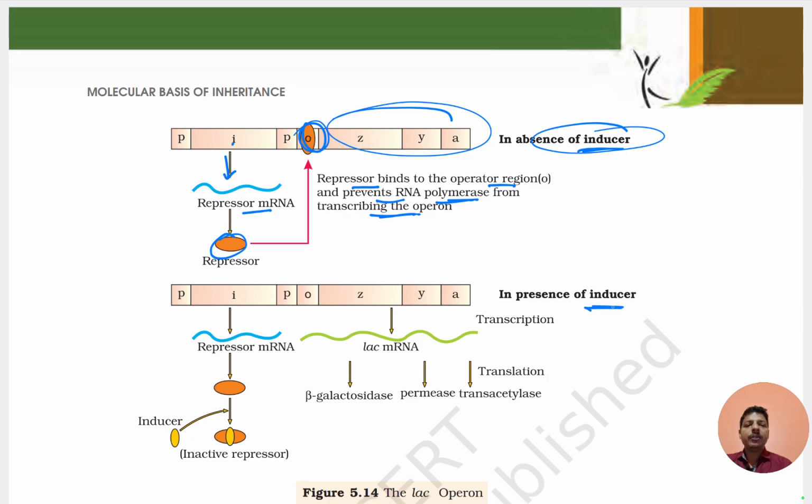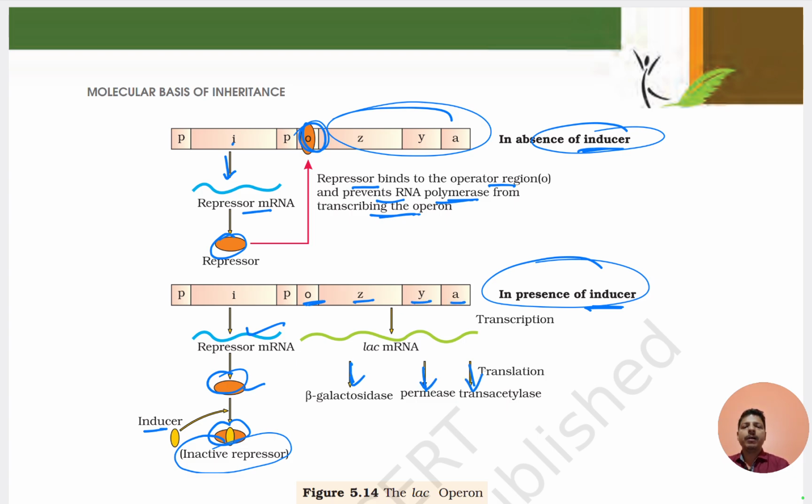Then if the inducer is present, which means lactose is present, what happens? The repressor mRNA still makes the repressor, but the inducer makes the repressor inactive. So it does not bind with the operator, and the process starts, and the functional enzymes, as you can see, are formed. Beta-galactosidase and permease are produced through translation.